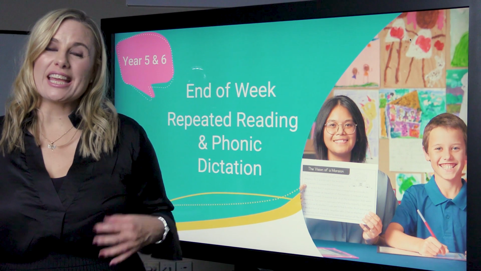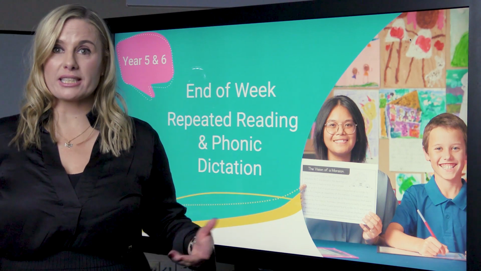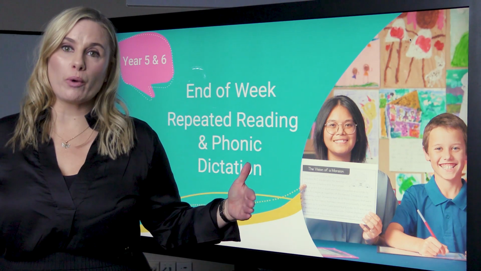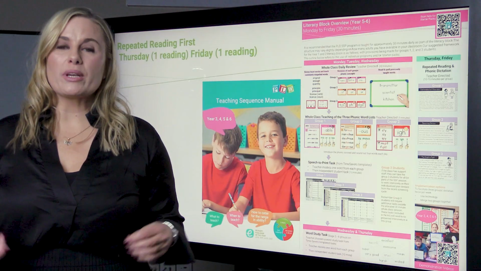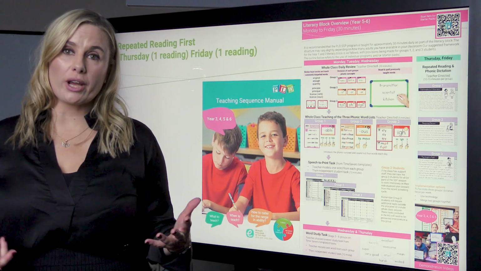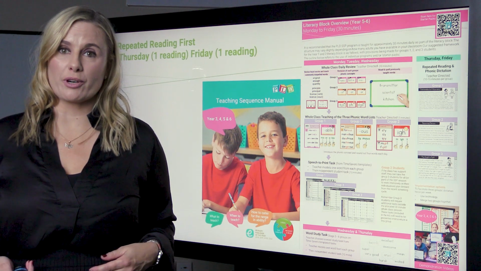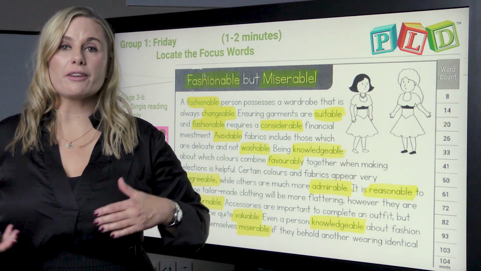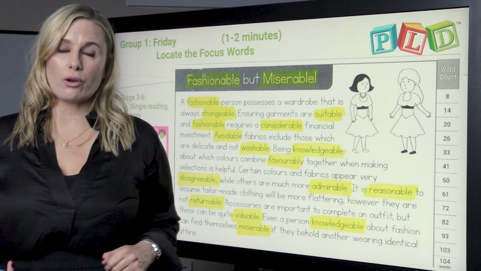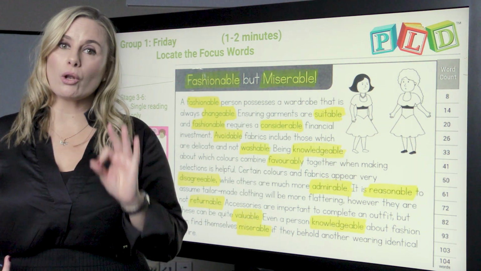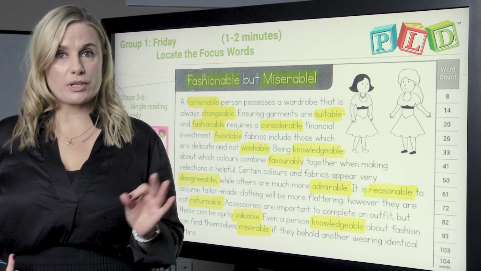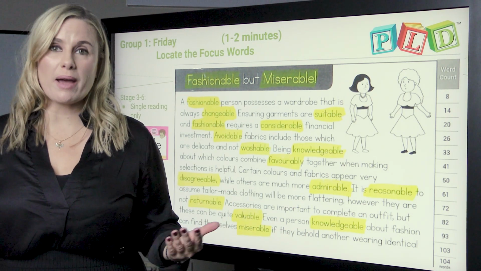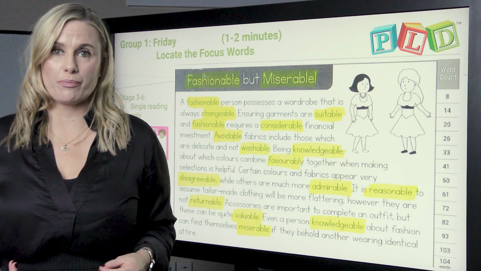We now move into the end of week repeated reading and phonic dictation component of our weekly overview. We start with the repeated reading first by locating words and reading for fluency and expression. Students working in stages 5 and 6 will complete phonic dictation once a week on a Friday. You begin by locating the focus words first, then we'll read the passage for fluency and expression.